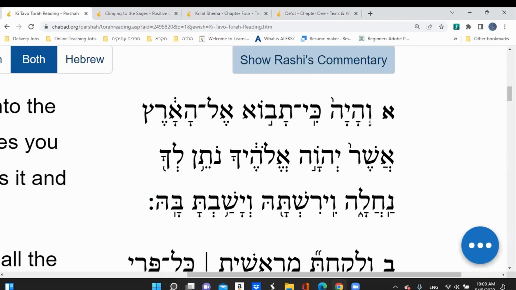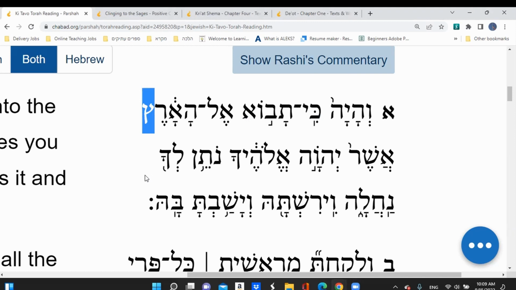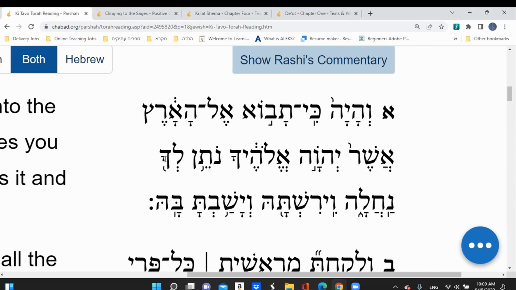Okay, let's get one person. Kol hakavod, good. How about you read to the end of this line? Just this Ve-haya part. Ki tavo el ha-aretz. Beautiful. That's wonderful. Okay, now let's get somebody different to read the next line. Asher Adonai Elohecha no ten lecha. Beautiful.